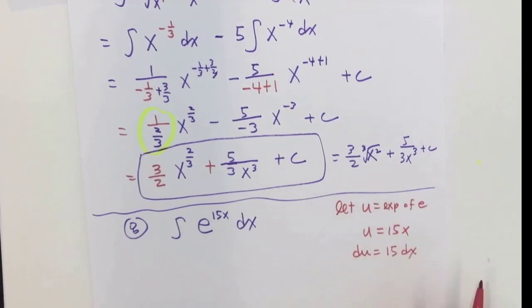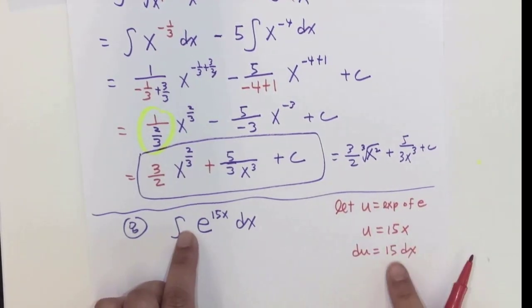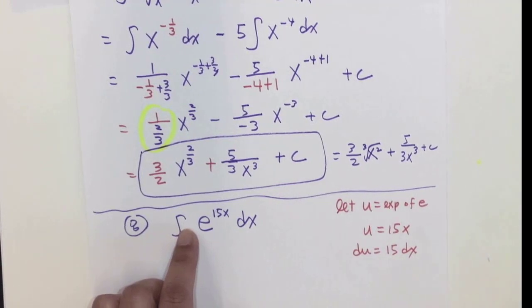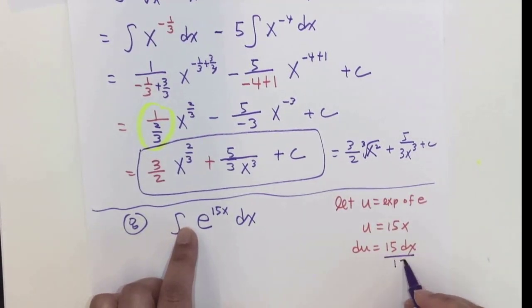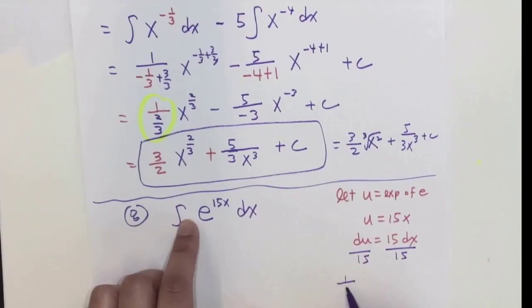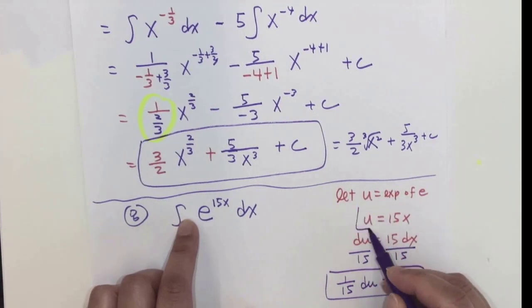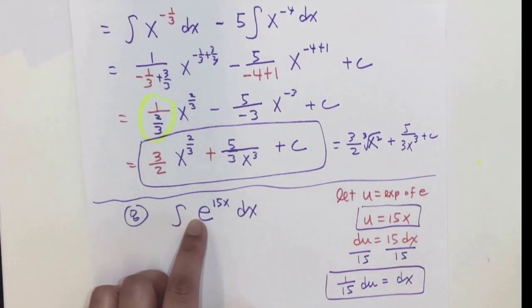15 dx. And I don't see a 15 here, so this 15 needs to go. How do I get rid of that? Divide both sides by 15. This is 1 over 15 du equal to dx. We're going to need to use this along with what is u to substitute this.